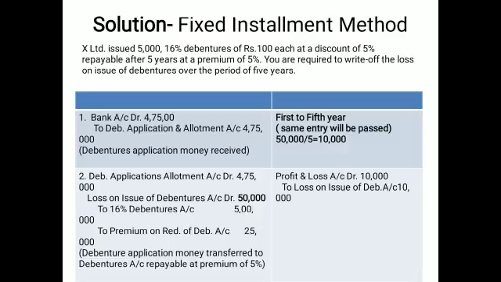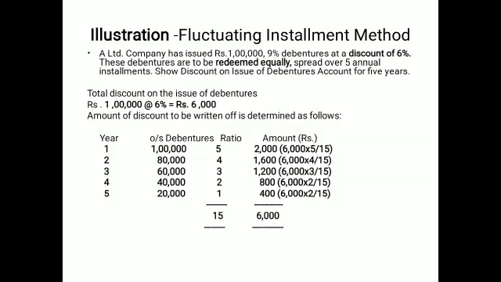That means the answer is coming: every year 10,000 will be written off. So every year you have to pass the repeated entry: statement of profit and loss account debit to loss on issue of debentures with 10,000, year to year till 5 years. When you pass it for the fifth year, the discount written off will automatically be closed. Now example number 2.